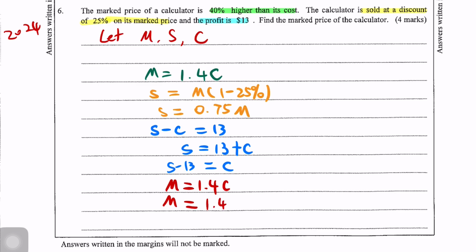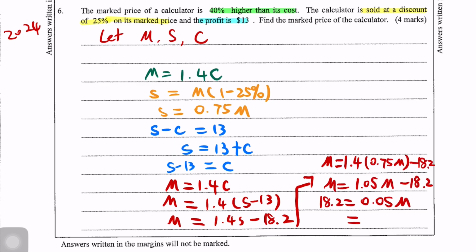Okay, 1.4 times s minus 13 equals 1.4s minus 18.2, and then s can further switch to something in m. So do the calculation with me. The answer will be shown later, okay? 18.2 divided by 0.05 equals 364. Always put the unknowns on the left hand side, okay? So we find the mark price.